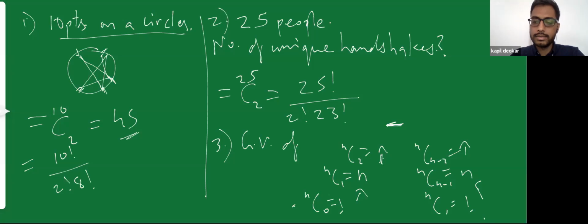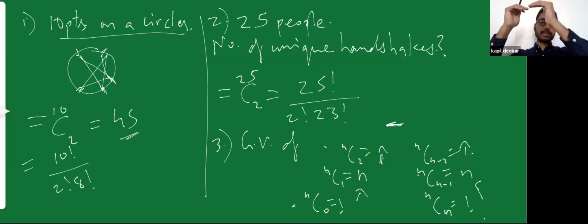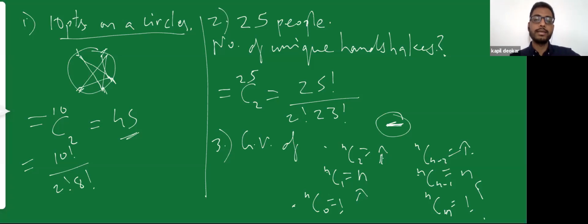NC0 and NCN, these values are 1. NC1 and NCN minus 1, the first and last values are equal. Second and second last values are equal. Third and third last values are equal, and they keep on increasing. So where will the highest value lie? The highest value is going to lie at the middle point or the center point.